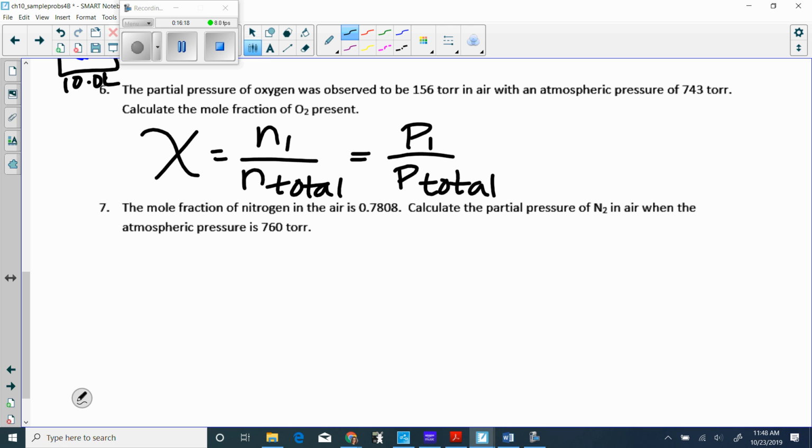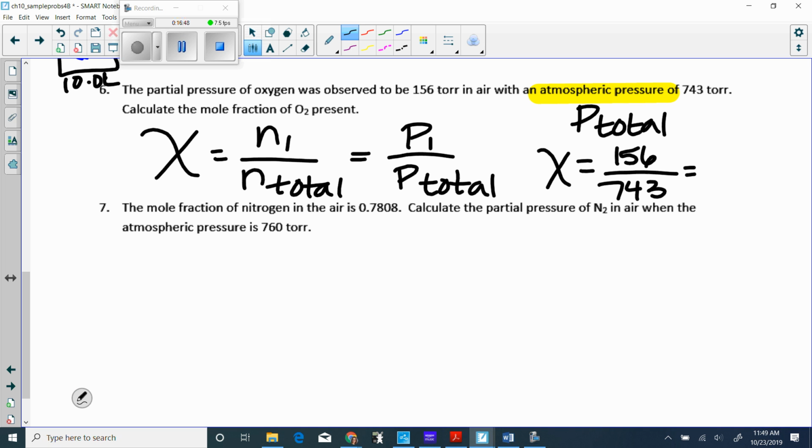There is a vocab thing that I have to tell you. The partial pressure of oxygen was 156 torr with an atmospheric pressure. That is code words for total pressure. Atmospheric pressure is total pressure. Okay? So if the barometer reads an atmospheric pressure of, that's total pressure. So our mole fraction, it doesn't matter that they're in torr as long as they're the same units, because it's just a proportion. But the takeaway is atmospheric pressure is total pressure.